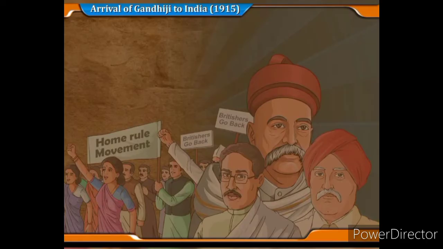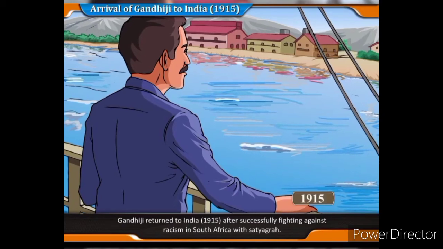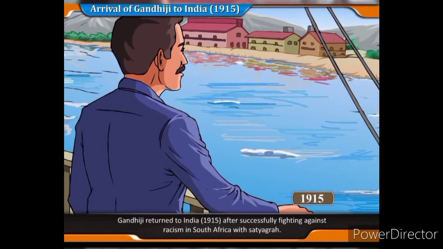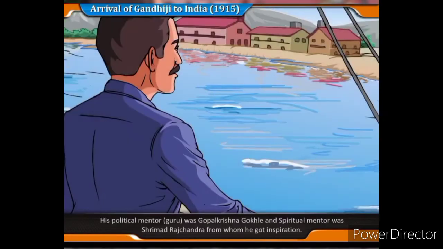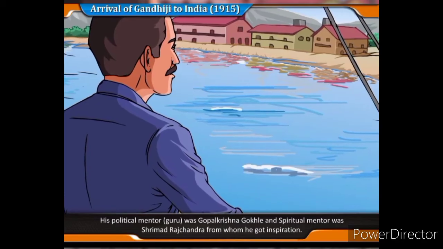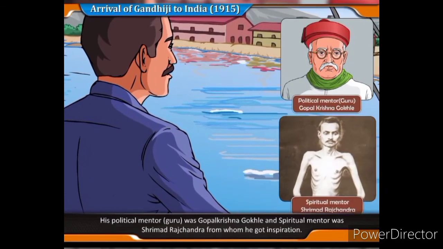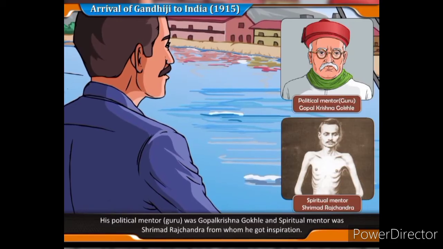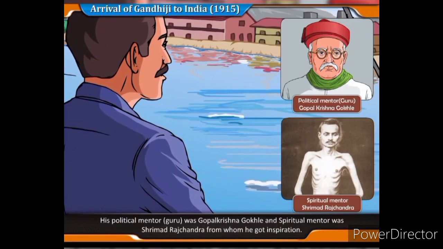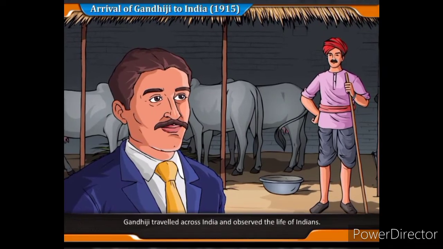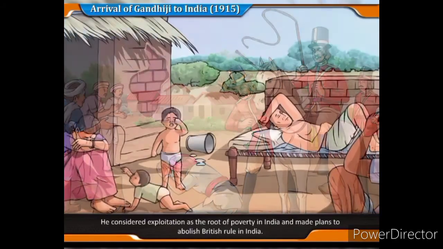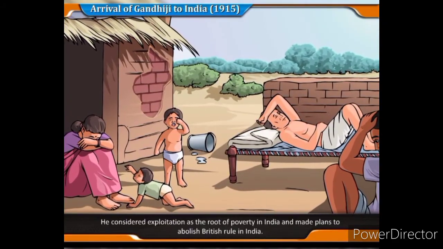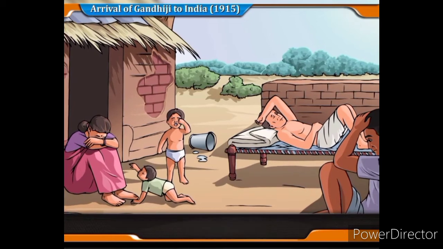Arrival of Gandhiji to India, 1915. Gandhiji returned to India in 1915, after successfully fighting against racism in South Africa with Satyagraha. His political mentor or guru was Gopal Krishna Gokhale, and his spiritual mentor was Srimad Rajchandra, from whom he got inspiration. Gandhiji travelled across India and observed the life of Indians. He considered exploitation as the root of poverty in India and made plans to abolish British rule in India.